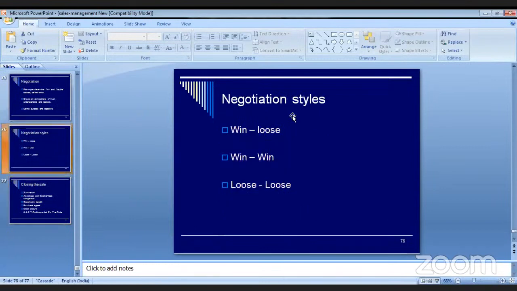Negotiation: win-win, win-lose, lose-lose. Sometimes it is a win-win situation, where the customer wins and you win. Sometimes you lose and the customer loses. Sometimes you win and the customer loses. Sometimes the customer wins and you lose. So considering this, the sales department week is done.